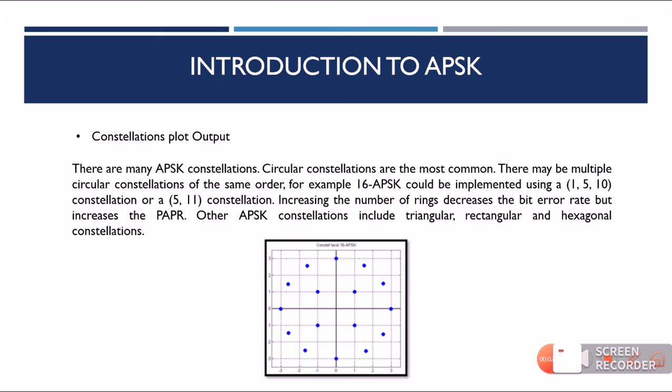Next, constellation plot output. There are many APSK constellations. Circular constellations are the most common. There may be multiple circular constellations of the same order. For example, 16 APSK could be implemented using a 1-5-10 constellation or a 5-11 constellation. Increasing the number of rings decreases the bit error rate but increases the PAPR. Other APSK constellations include triangular, rectangular, and hexagonal constellations.